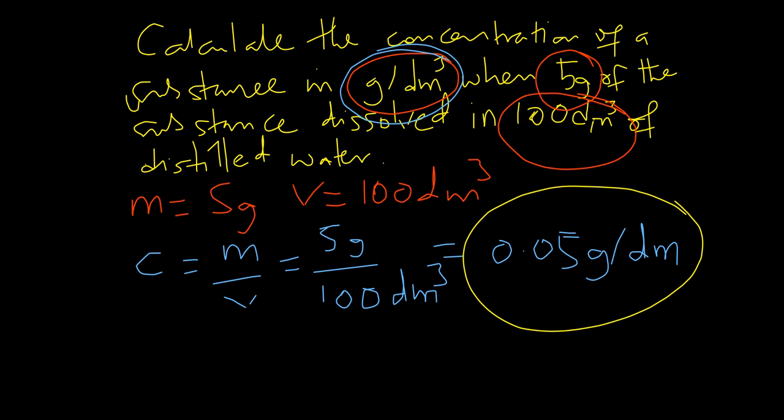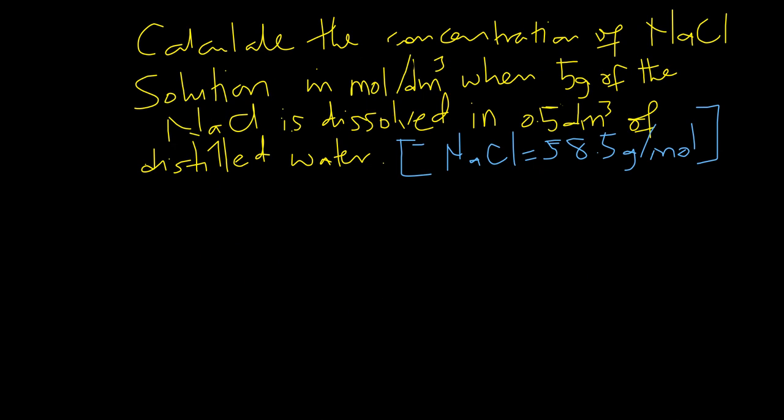In the next example, we've been asked to calculate the concentration of NaCl solution in mole per dm cube. Mole per dm cube means that we are being asked to calculate the mole concentration. That's what we are calculating.